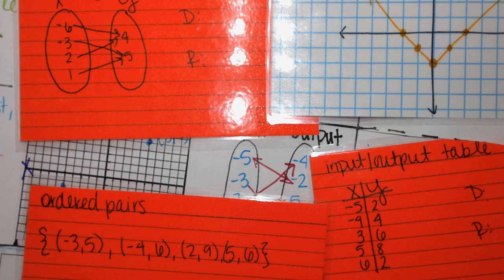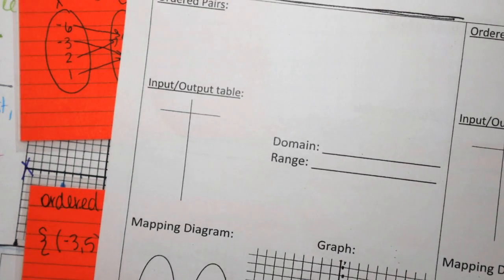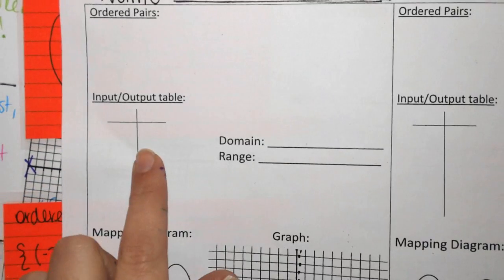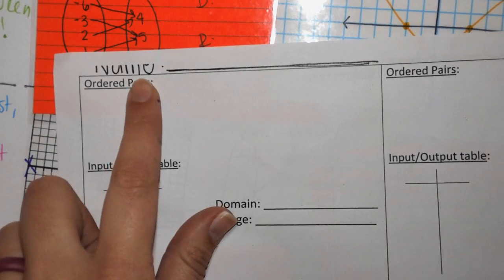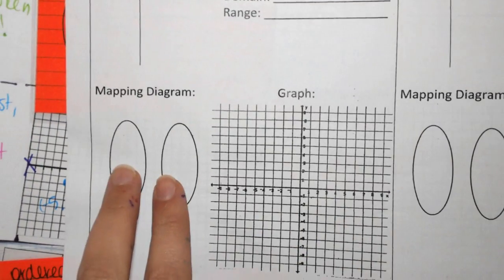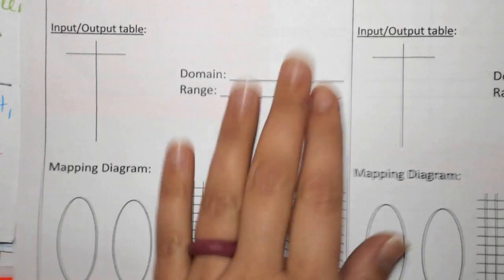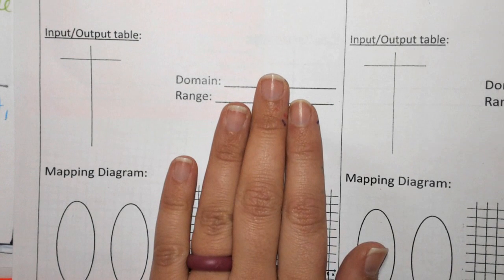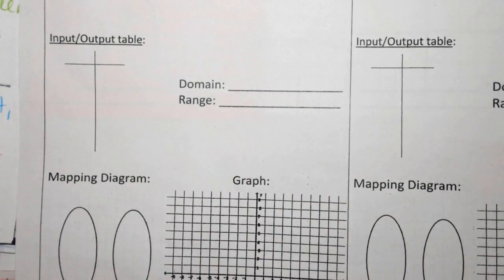If it's an input-output table, where are you going to write it? I'll put input on the input-output table. Then you're going to turn it into an ordered pair. You're going to turn it into a mapping diagram, a graph, and last do domain and range. Then you switch cards. Okay, look. So you're going to have 4 by the end.